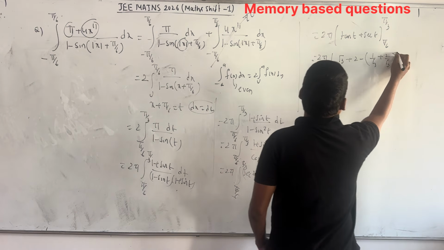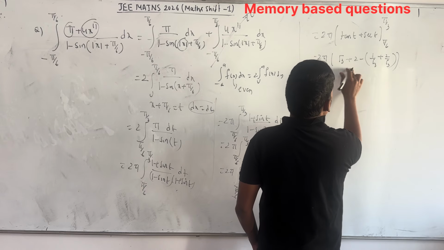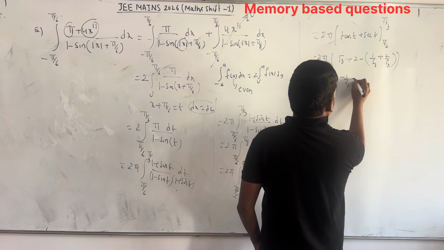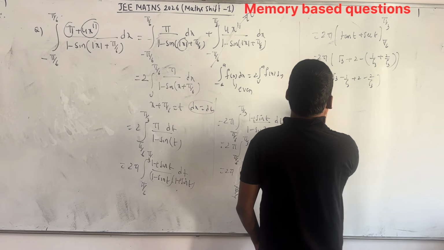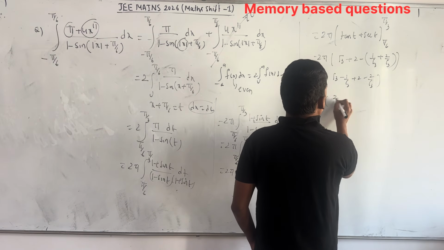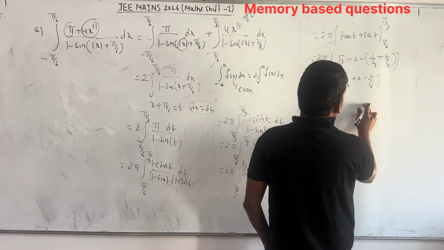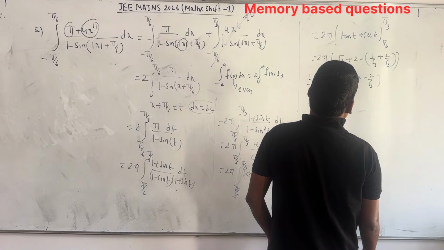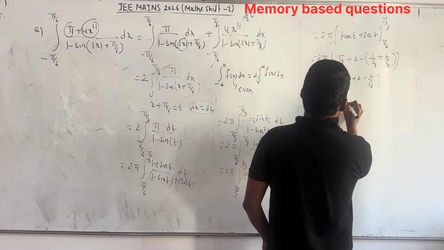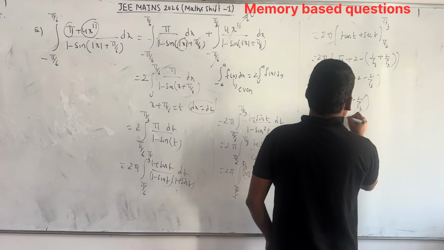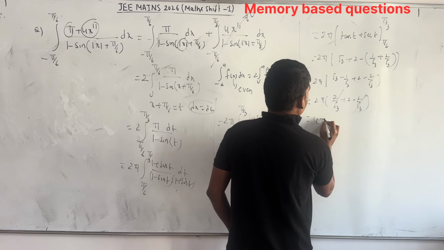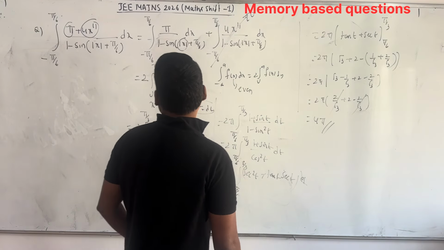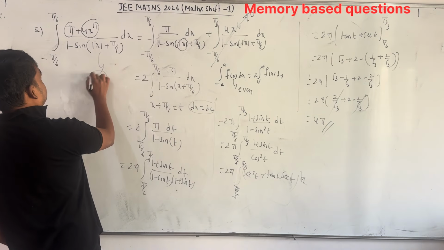So now try to solve this equation. Root 3 plus 2 minus 1 by root 3 minus 2 by root 3. What do we get? 2 by root 3 cancel, and the remaining terms give 2 plus 2 minus 2 by root 3 and 2 by root 3 cancel. 2 into 2 pi, we got the answer 4 pi. The answer for this question is 4 pi.